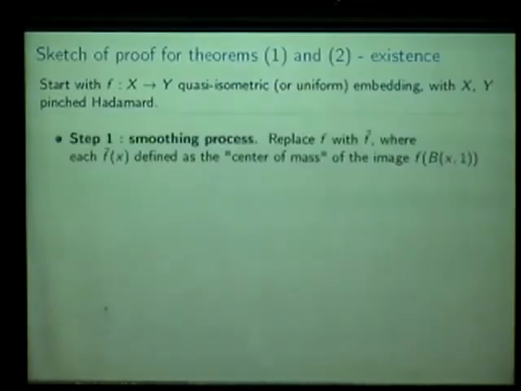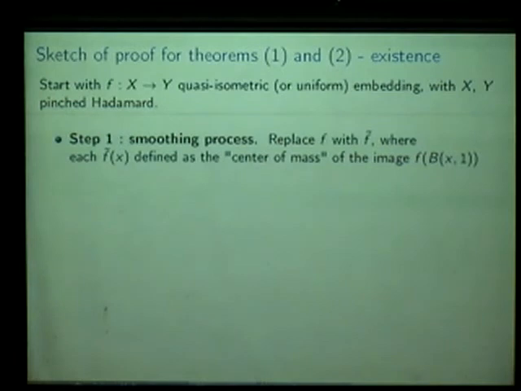Okay. So this is the first step of our proof. There are only 4 steps. Don't worry too much. We will replace F with twiddle F. For a point X in the source manifold, its image is defined as the center of mass, whatever this means, of the image of, say, the ball with center X and radius 1.